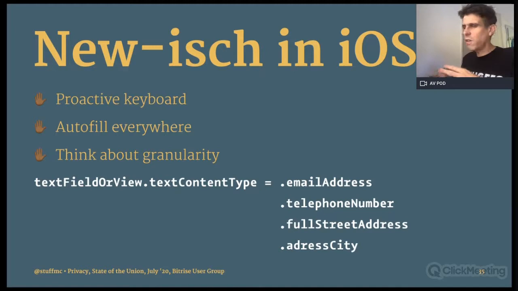Think about granularity, so it means if you don't need the full street address, just put the address city, right? And then the privacy behind it is the user will just tap on the autofill bar, and it's just the text that will be copied. I really love this one because it's not even access to a contact, right? It's basically just the text.